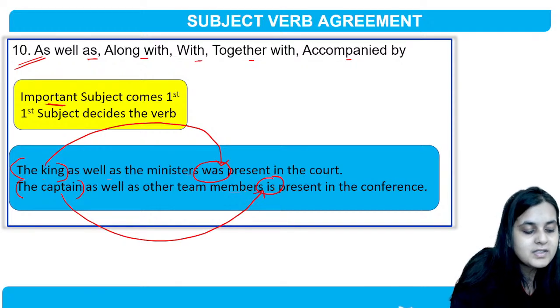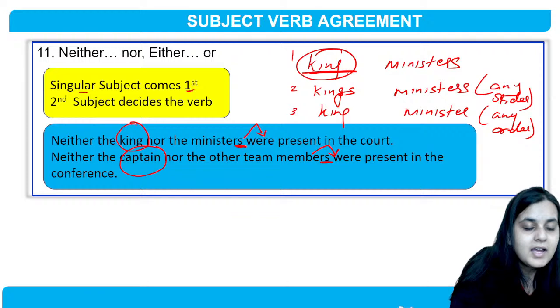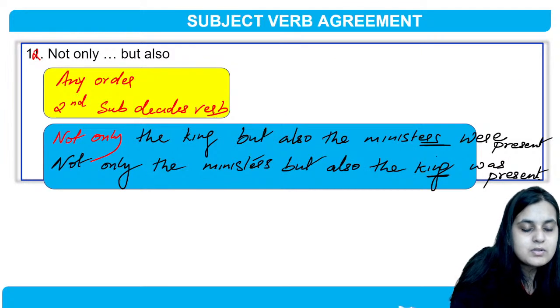As well as, along with: in these, the important subject comes first and the important subject decides the verb. Either or, neither nor: the singular subject comes first, but it's the second subject which decides the verb. Not only but also: any order, but it's the second subject which decides the verb. Clear? So these are 12 important rules, 11 important rules and one basic rule.